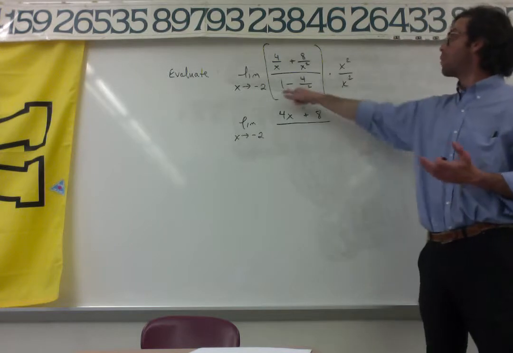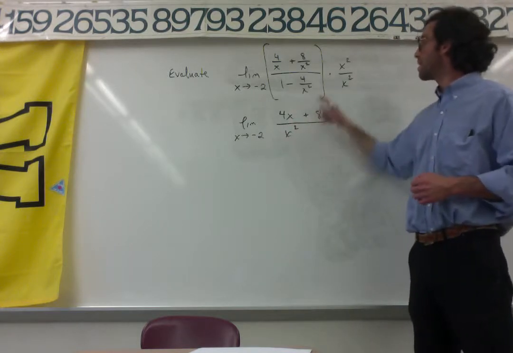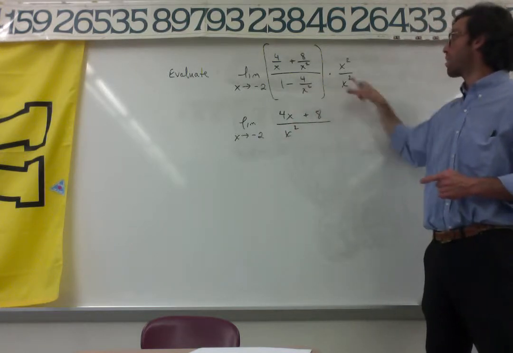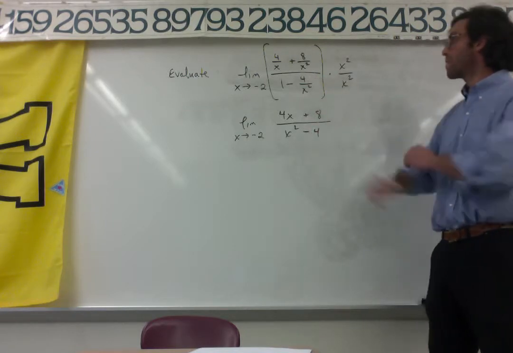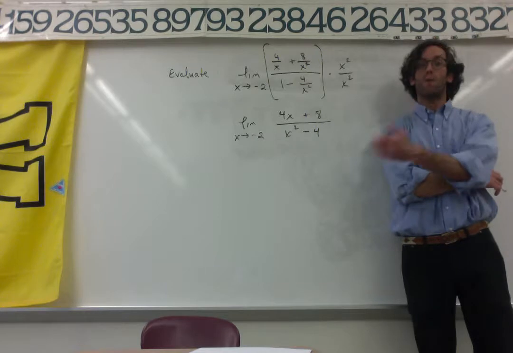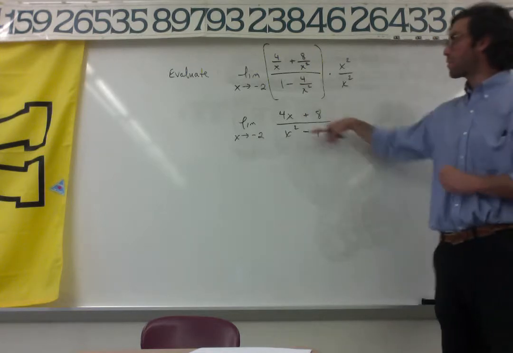The denominator, 1 times x squared is x squared, and then 4 over x squared times x squared is 4x squared over x squared, which is just -4. All right? So now we have a simpler expression to work with.